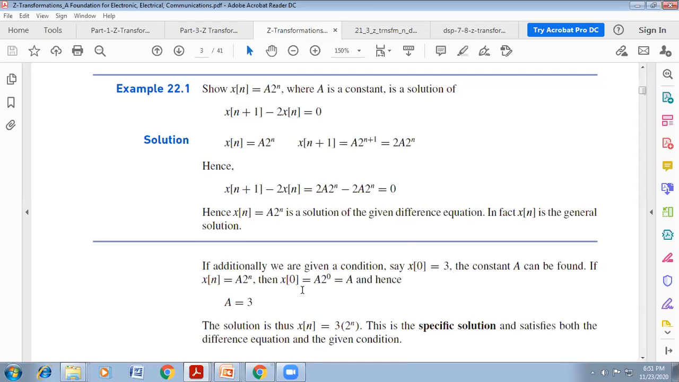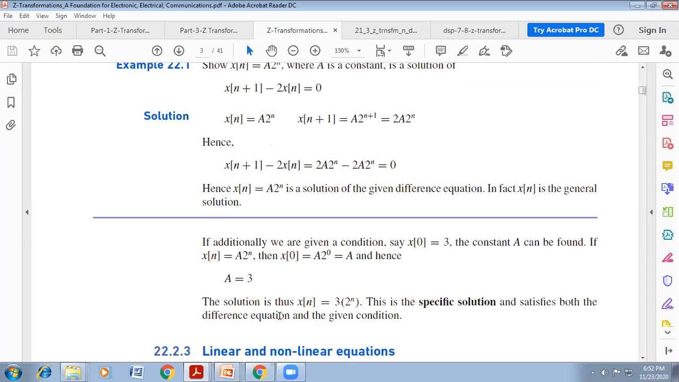So a into 1 equals only a. That means x0 equals a. But in our initial condition, x0 equals 3. This is why a equals 3. Now we can put it in our solution a into 2 to the power n. Thus, just putting the value of a, we get xn equals 3 into 2 to the power n. Actually, this is the particular solution of our given difference equation, the specific solution that satisfies both the difference equation and the given condition.